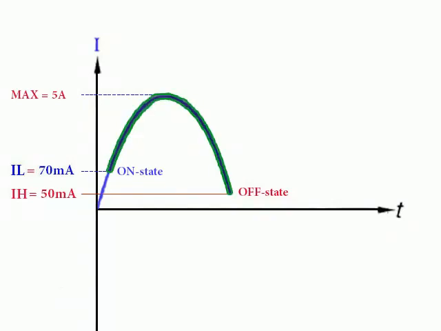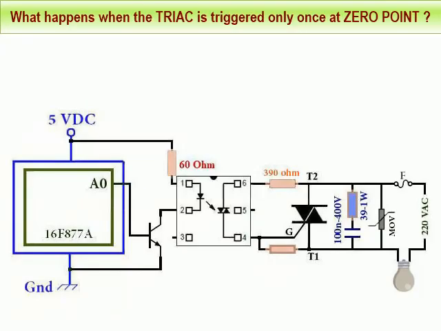From on state to off state, the TRIAC is always conductive whether the triggering signal is present or not, but after the off state, if the triggering signal is present, the TRIAC keeps conductive, and vice versa. Let us now ask the following question. What will happen when triggering the TRIAC only once, assuming at 0 point?